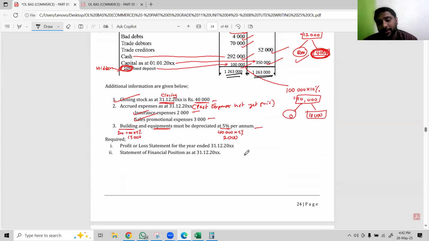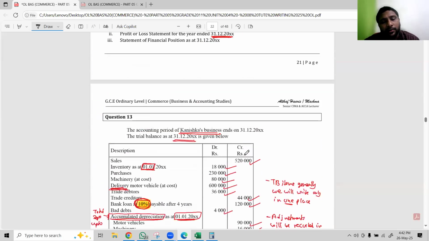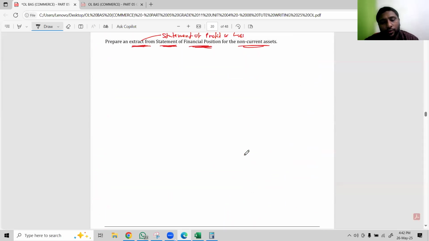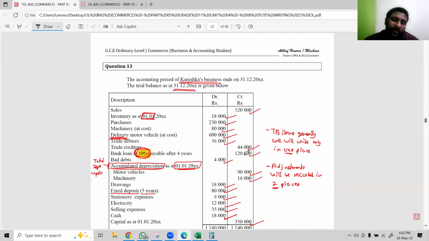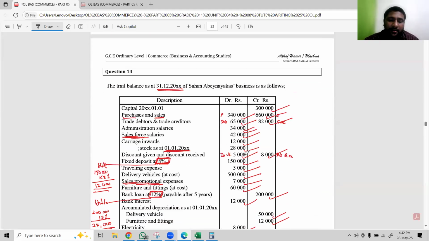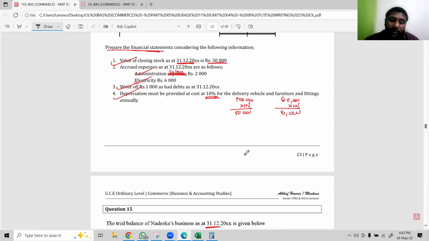One of the very important chapters. So we did a lot of big questions. We did 4 big questions. Before that, we studied each and every adjustment properly, people. Properly we studied.